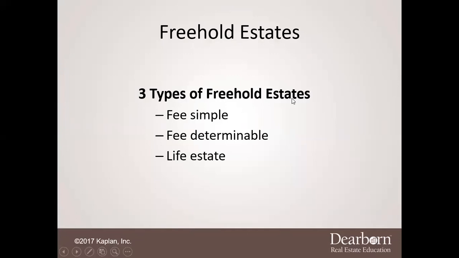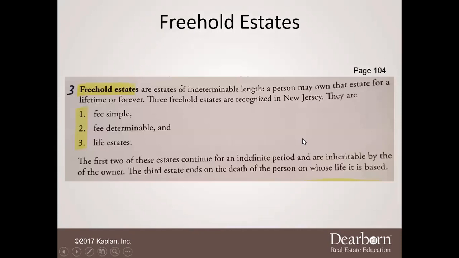There are 3 types of freehold estates: fee simple, fee determinable, and a life estate, which we will go over in this chapter. So let's just write the number 3 in front of freehold estates. Let's highlight freehold estates and then highlight the 3 freehold: fee simple, fee determinable, and a life estate. We will be going over them with specificity in a moment.